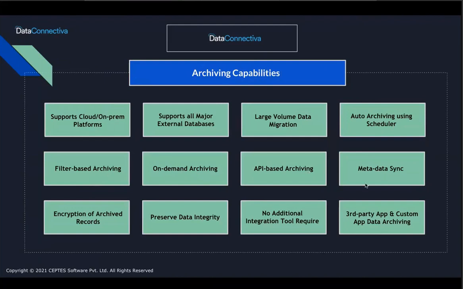Metadata changes that you make will be synced with the archived records. We also have an encryption mechanism, which is AES 256 encryption. Data integrity is preserved, because if you have nth level of relationships, it's taken care of. It supports master-detail, lookup to lookup, junction object, and self lookup. Any kind of relationship is supported, especially with our architecture. No additional tool is required, just our application for the entire communication with database, server, and Salesforce. It can also archive third-party app and custom data.